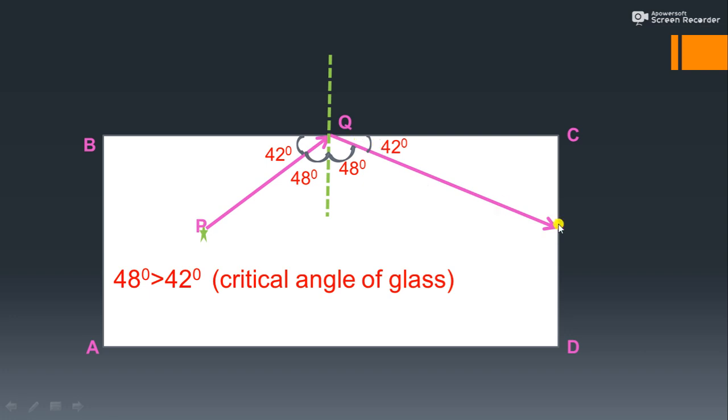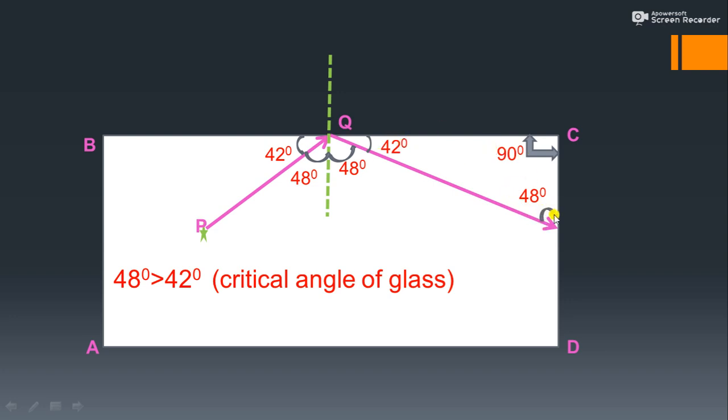And here we are getting a right triangle. Here it is 90 degree because it is a rectangular glass block, and by applying the angle sum property, this angle we will get 48 degree. The sum of the angles is 180 degree here.